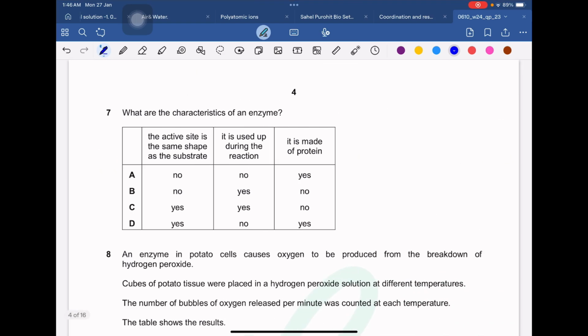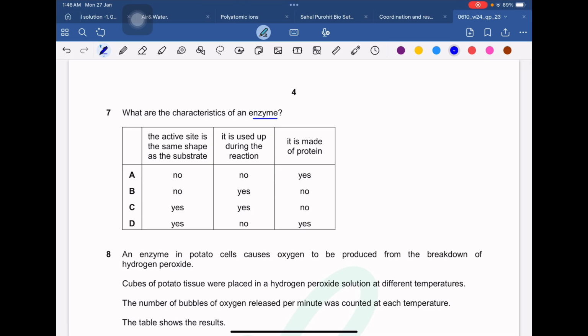Question 7th. It says what are the characteristics of an enzyme? Let us read the conditions given. The active site is the same shape as the substrate. We all know that the active site has a complementary shape to the substrate. So the answer will be no.